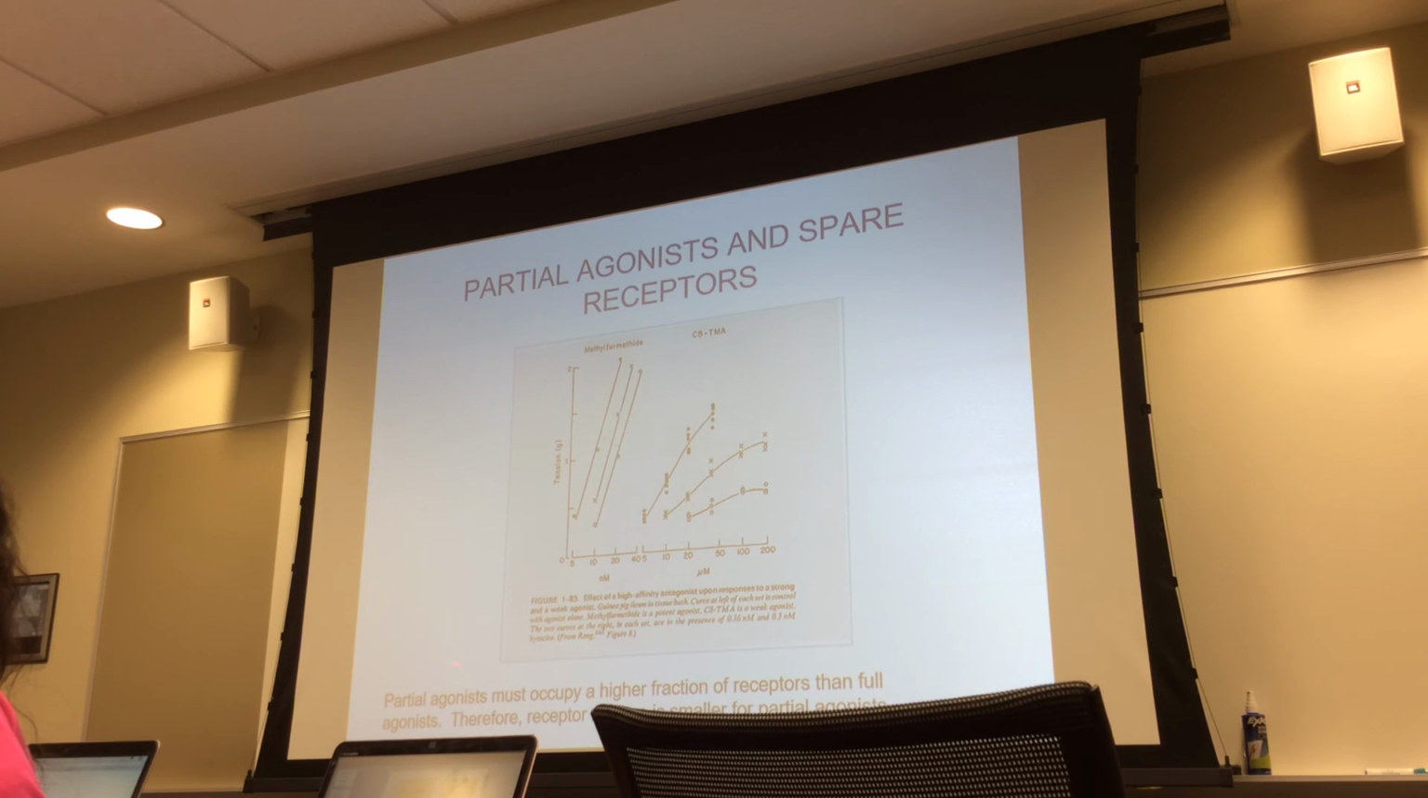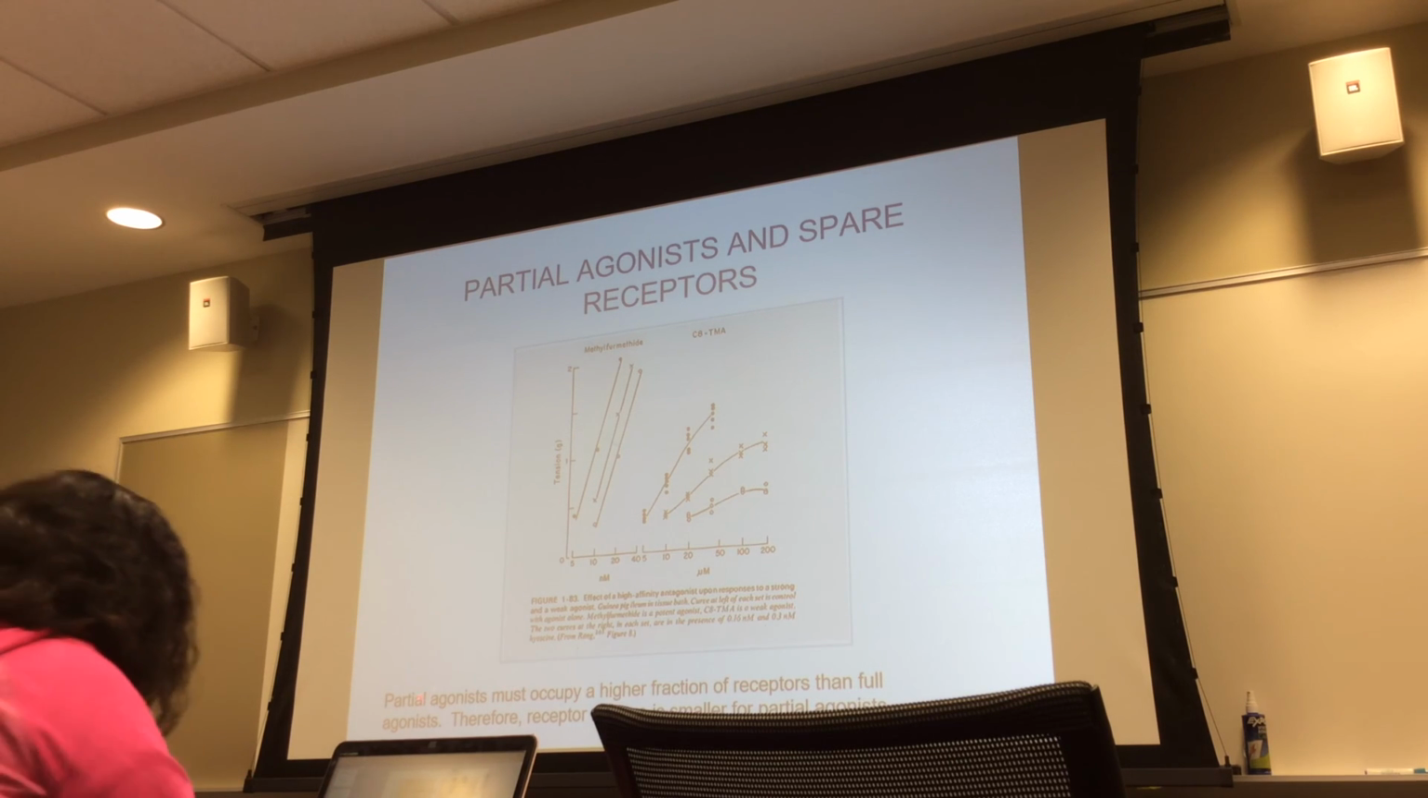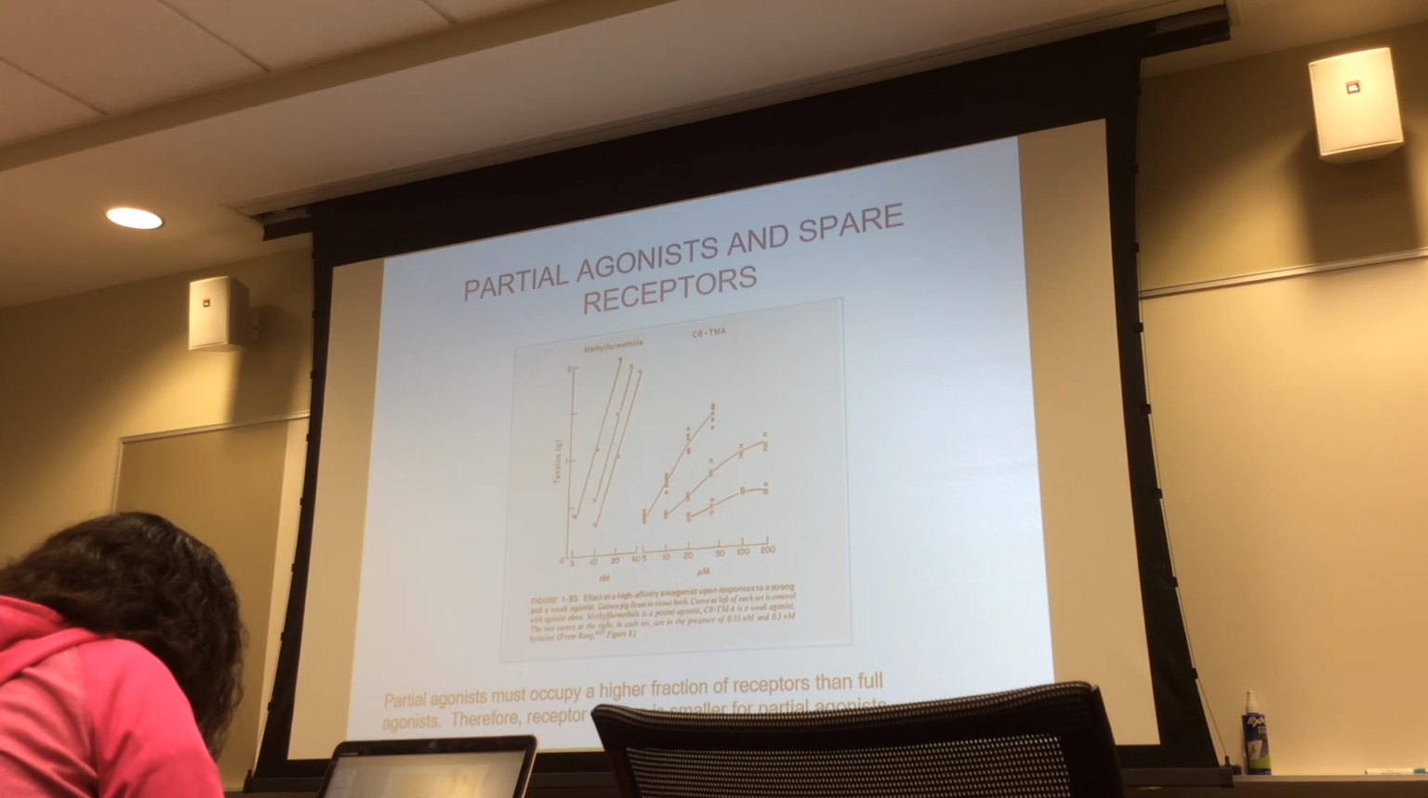Okay, and this is why partial agonist must occupy a higher fraction of receptor than full agonist, because it's weaker. Therefore, receptor reserve is smaller for partial agonist, because instead of having to bind 3 units, it has to bind 6 units, and then only the spare receptors are fewer. Okay? I'm just going to skip this slide.